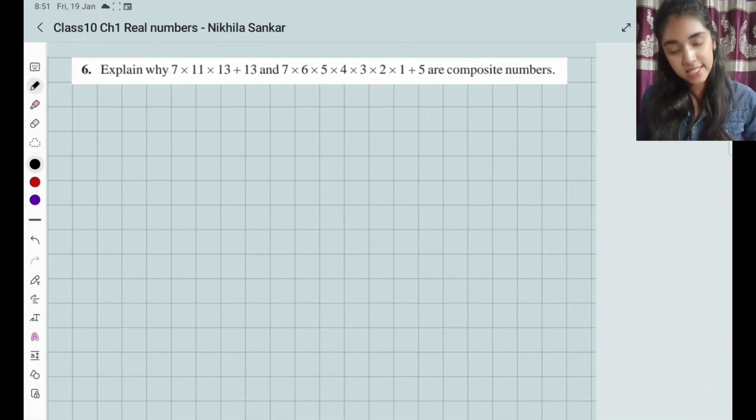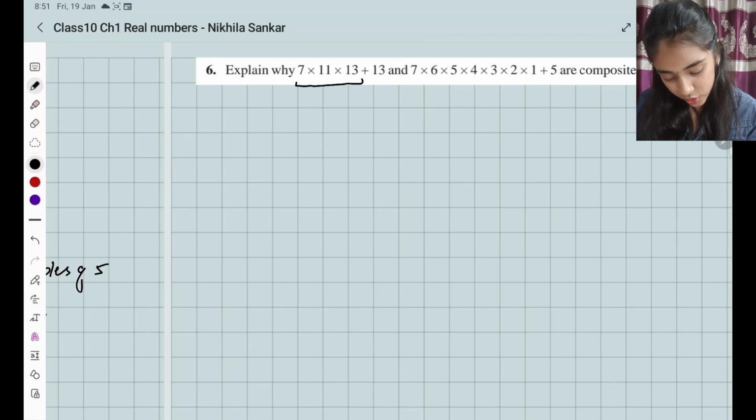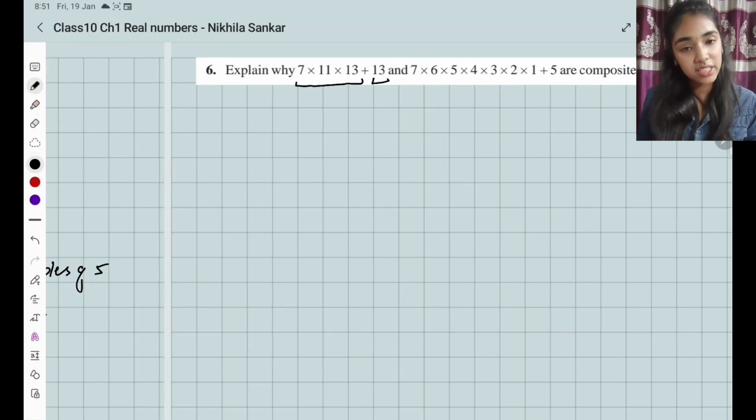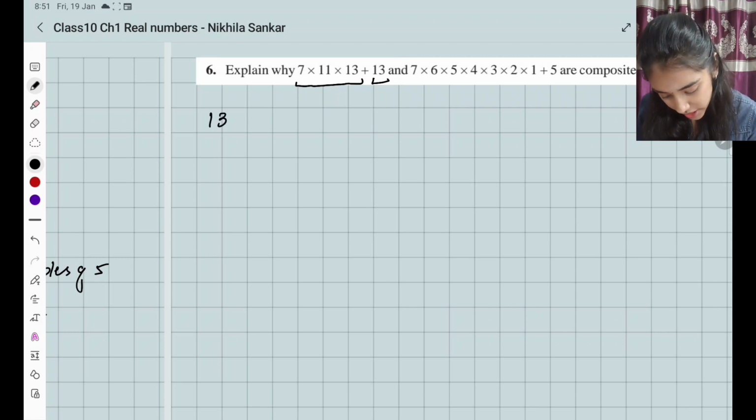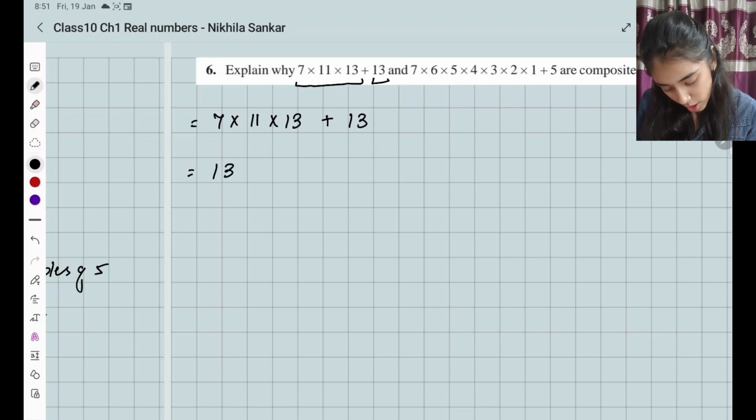Explain why this is a composite number. Ipa eppadi nama check panna porom. What do you see here? 7 into 11 into 13 oru term, plus inge oru 13 irukku. Ipa rendu term liyume 13 common ah irukka. 13 ah veliyila edukalama. So 13 ah first veliyila edutha. I'll write it again once again for you. So I have 7 into 11 into 13 plus 13. So idilendu 13 ah common ah veliyila edutha.